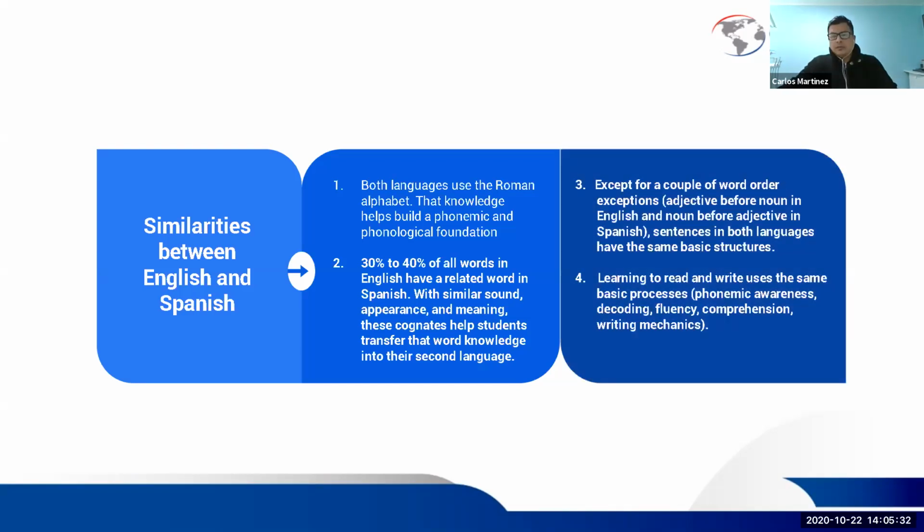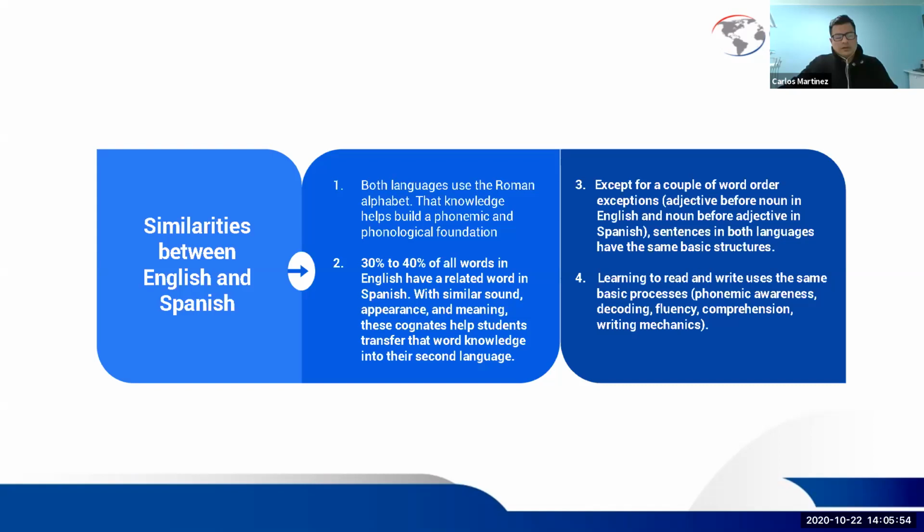Now, except for a couple of word order exceptions, like for example, in Spanish, we say la casa grande, right? In English, we say big house because the adjective goes before the noun, okay? Whereas in Spanish, the noun goes before the adjective. That's one exception. Also, the fact that in English, there is no gender for words, like there is in Spanish.